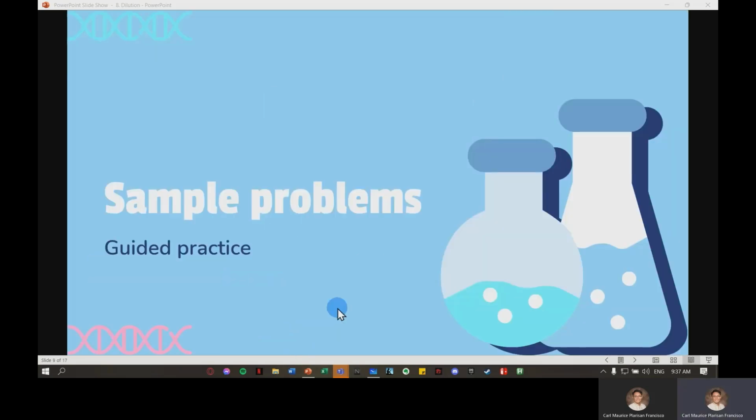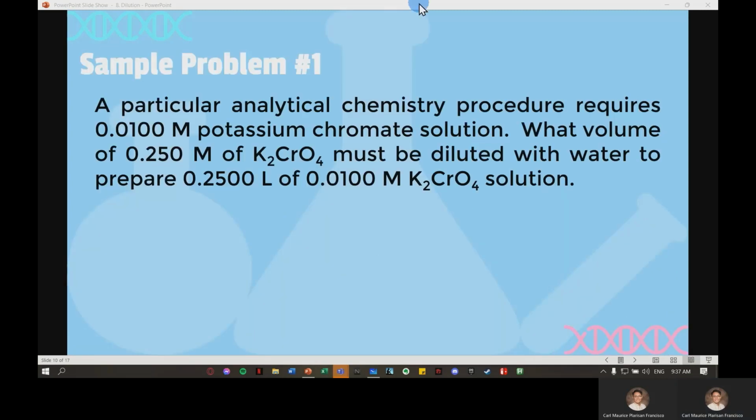Let me give sample problems. Sample problem number 1. A particular analytical chemistry procedure requires 0.0100 molar potassium chromate solution. What volume of 0.250 molar potassium chromate must be diluted with water to prepare 0.2500 liters of 0.0100 molar potassium chromate solution?